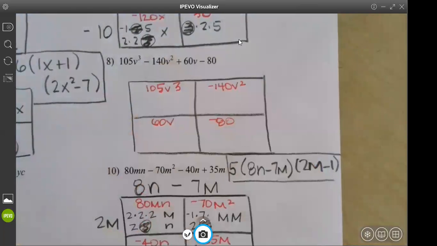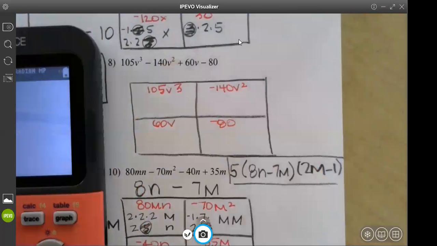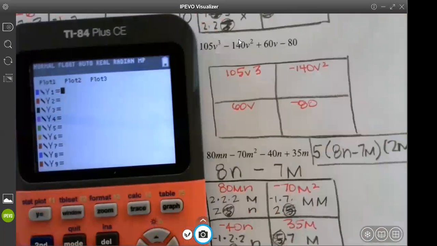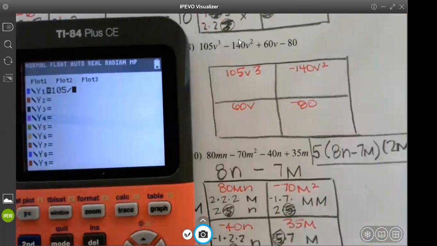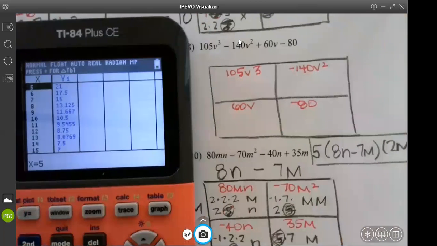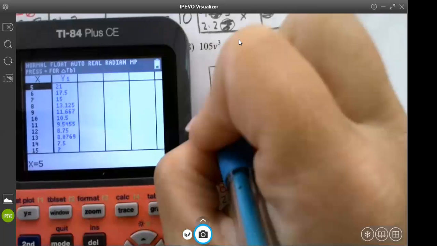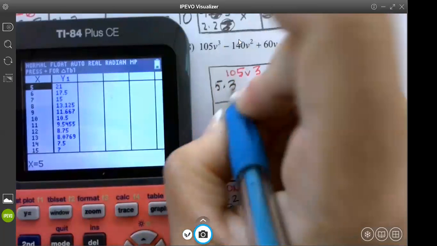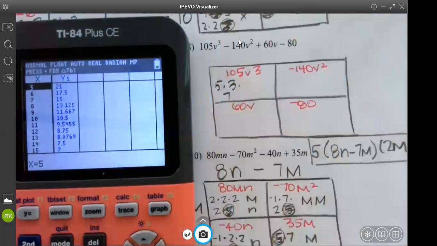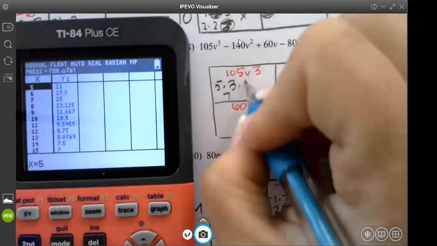All right, so remember, if you don't know your factors, we can put them in our calculator. I don't know my factors of 105, so divide x. All that does is break it down a little bit simpler. So 5 and 21, I know those factors. So it makes it a little bit easier for me. 5 and 21, 21 is 3 and 7. And then we have 3 V's.